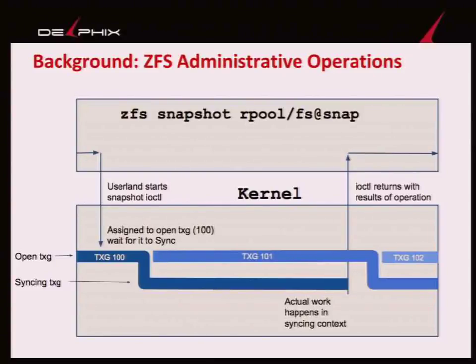Good. So the administrative operations also piggyback on this arrangement. When we say we want to do a snapshot, userland does the ioctl to the kernel. That operation is assigned to the open transaction group. In this example, it's 100. So then we have to wait for this transaction group to be written to disk. The open transaction group eventually becomes syncing. We write it out to disk. And then once that whole transaction group has been written out to disk, then we can return this thread back up to userland, and then the command completes.